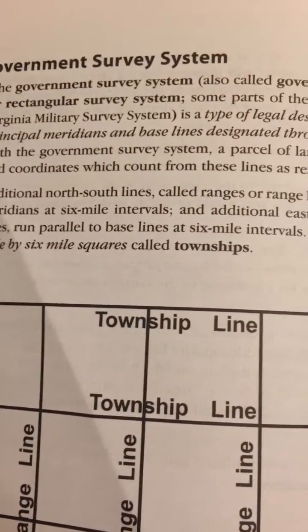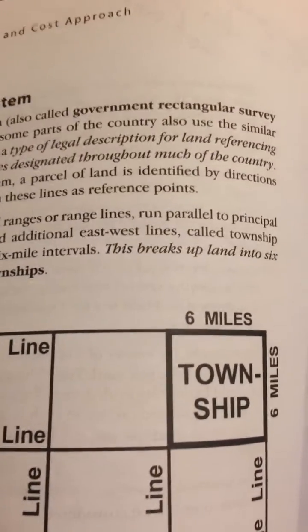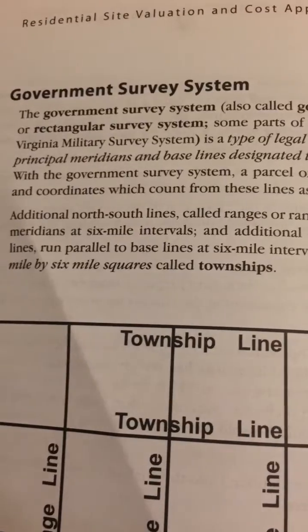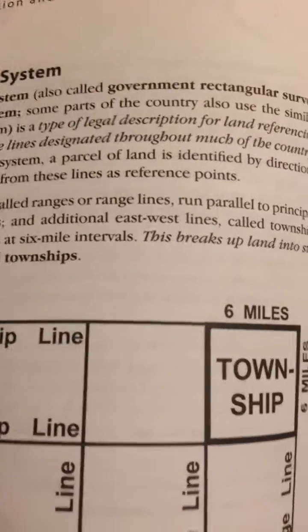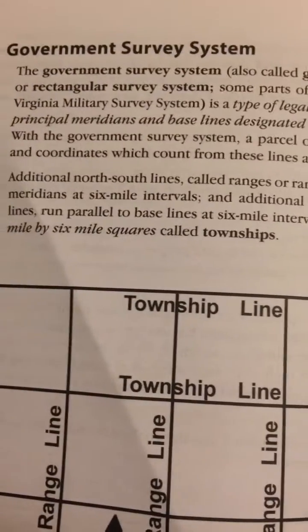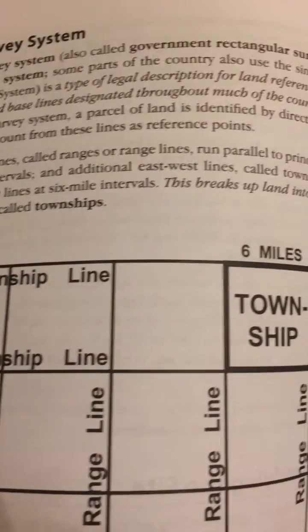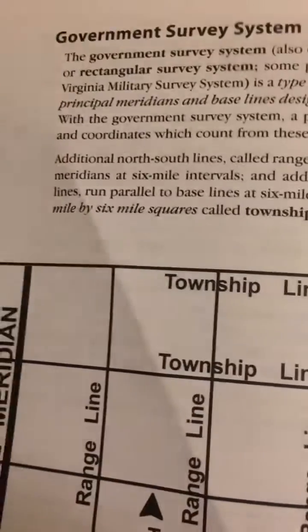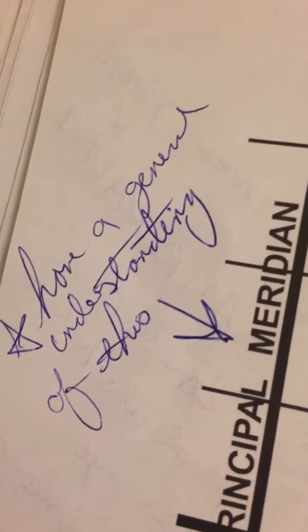Additional north-south lines called ranges or range lines run parallel to principal meridians at 6-mile intervals. And additional east-west lines called township lines run parallel to baselines at 6-mile intervals. This breaks up land into 6-mile by 6-mile squares called townships. Extra note, have a general understanding of this.